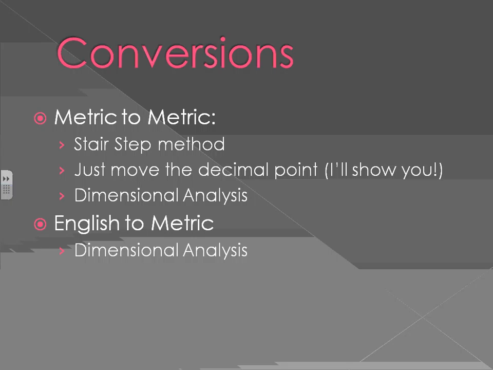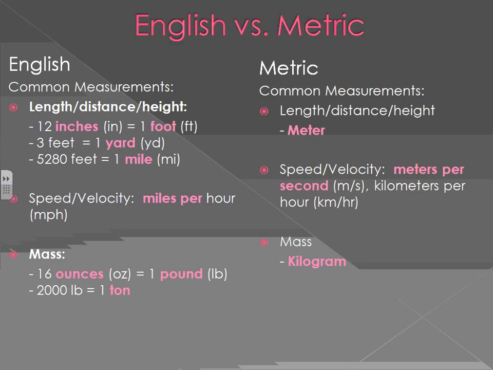So we have a couple of methods. If we're doing metric to metric, we can do the stair-step method that shows us how to move the decimal point. If we're doing English to metric, we're going to have to use dimensional analysis. So you guys take a minute here, pause the video, fill in the boxes where you write down common English measurements and common metric measurements.